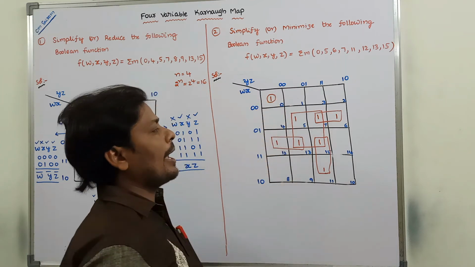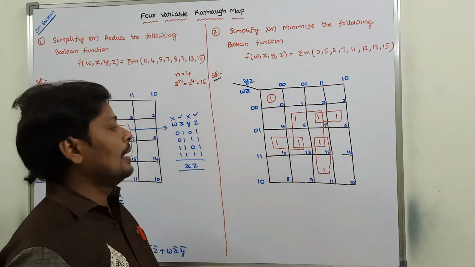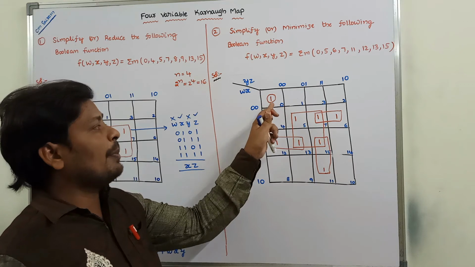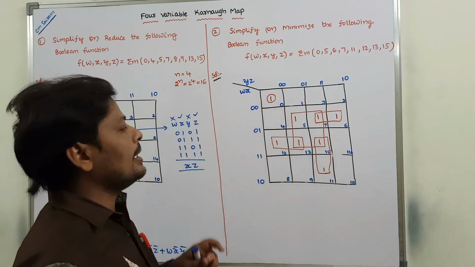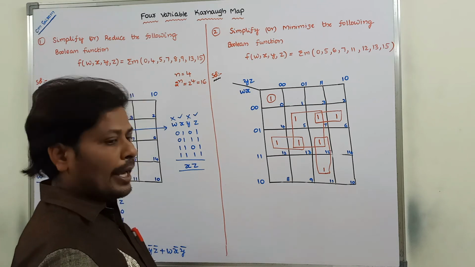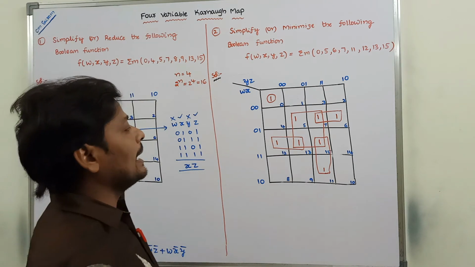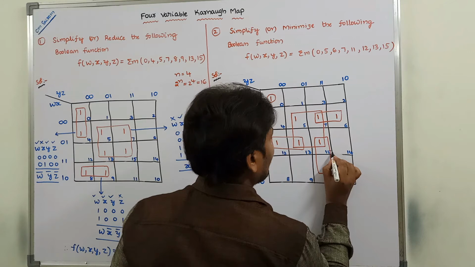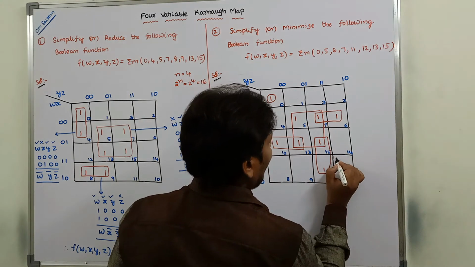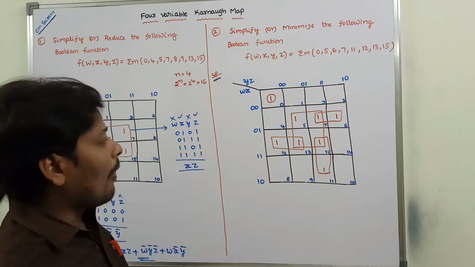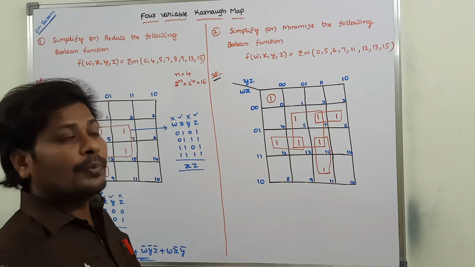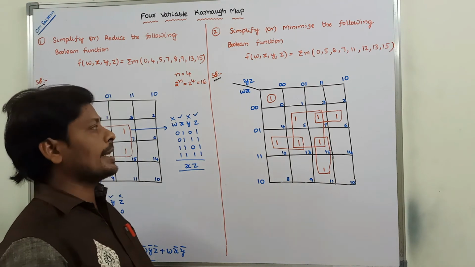This is called a singleton. This one cannot be combined with any other, hence we can call it a singleton. Now, what is the expression we are getting from this quad, 3 pairs and 1 singleton?